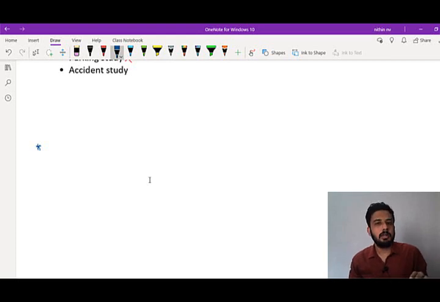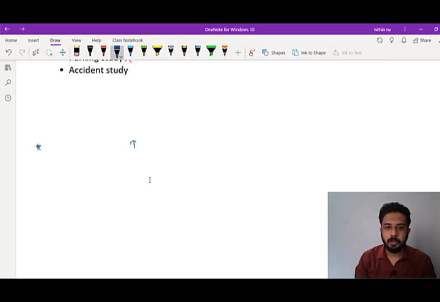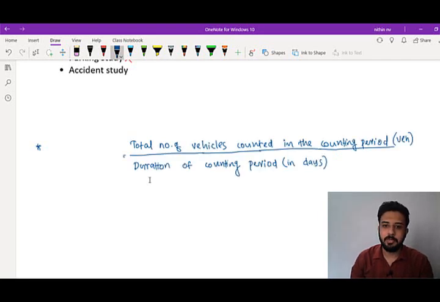Then finally I want to know, what is the average number of vehicles in one day? Then what do I have to do? We just have to add all those values and divide by the number of days we have counted, correct? So in the numerator, what will I get? Total number of vehicles counted in the counting period, whatever the number of days, it can be 1 week, 2 weeks, 1 month, anything.